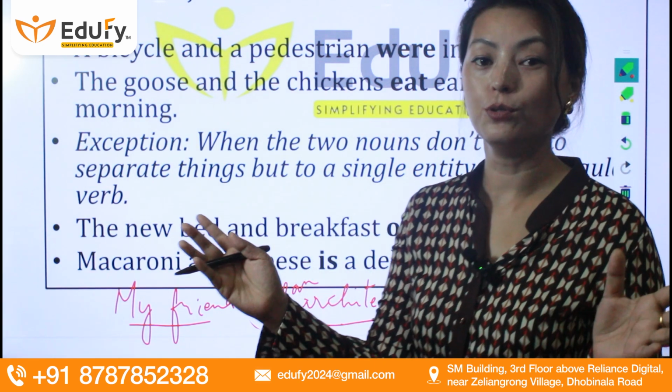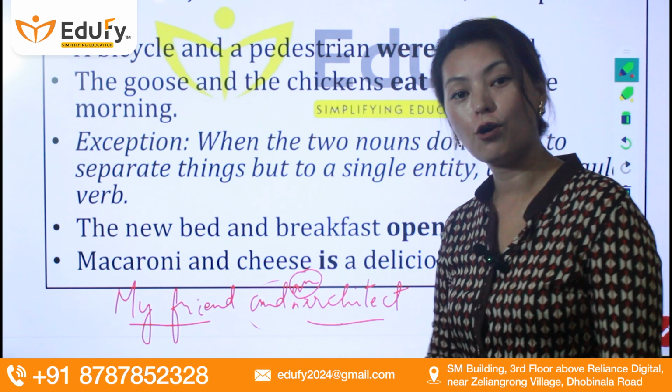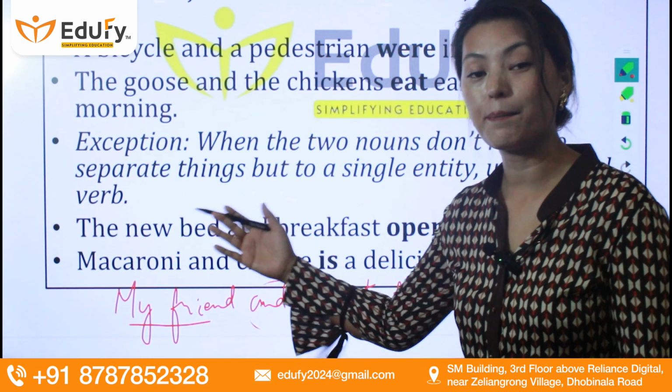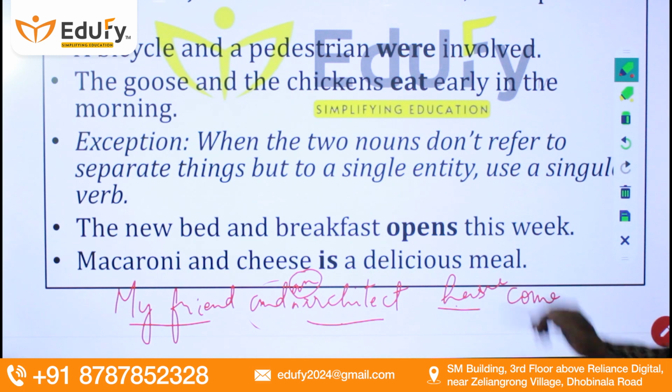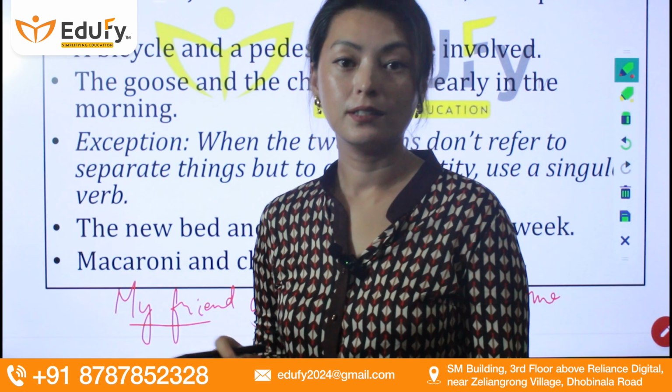However, if in this portion I have written my friend and an architect, then I'm pointing towards two different people now. So what has happened? With the addition of an article, I have separated these two things. So the verb will also become plural again. That is the rule when we talk about compound subjects.